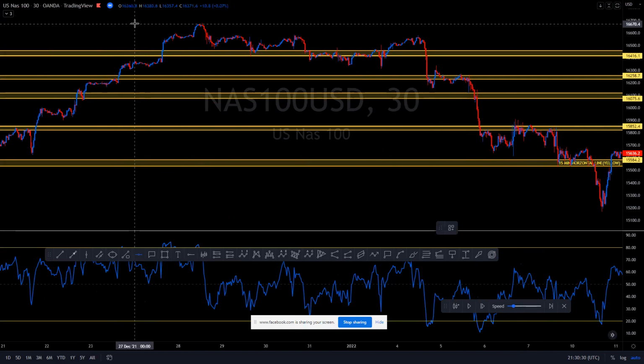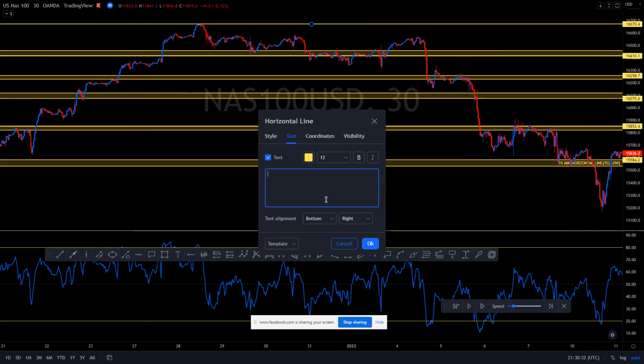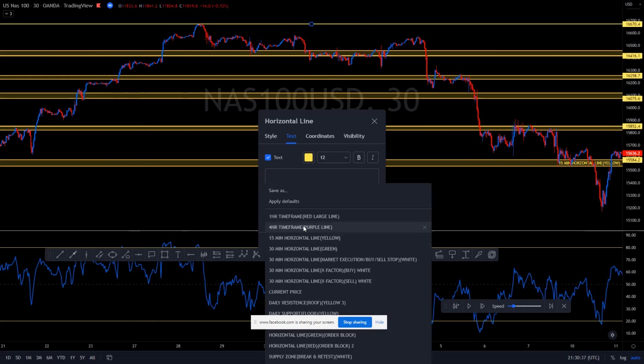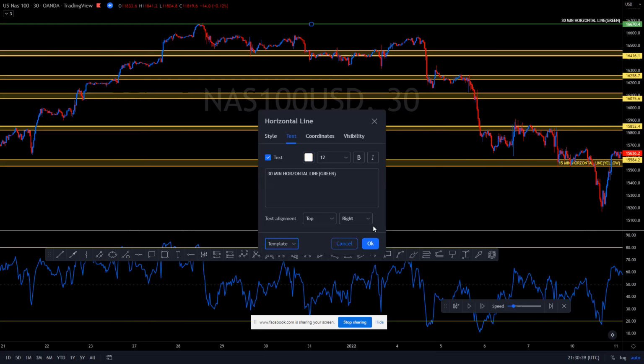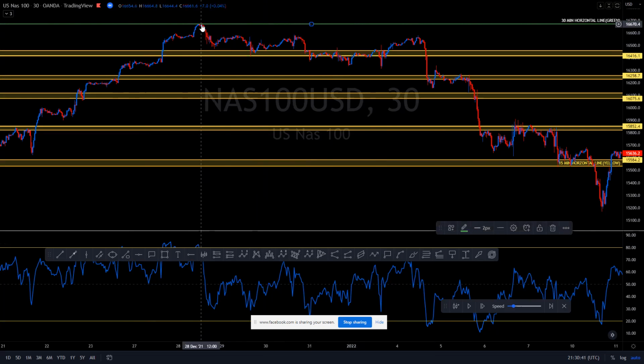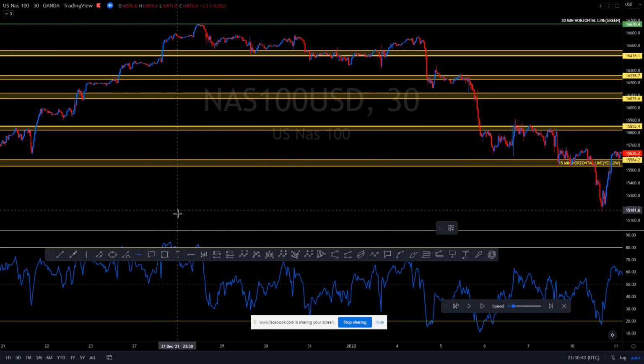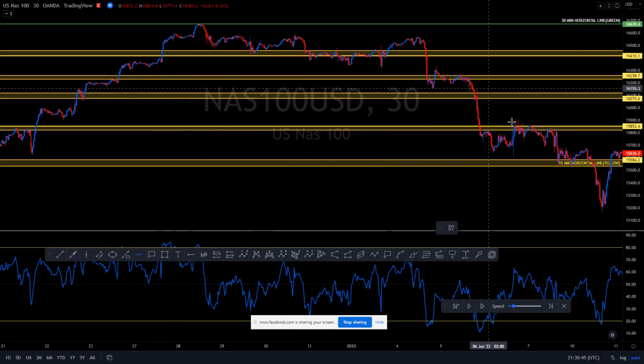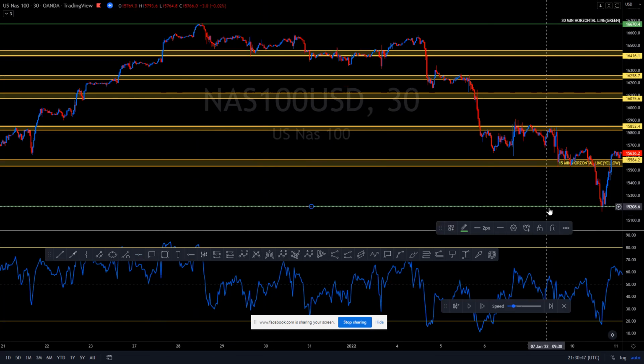So I take my horizontal line again. I'm going to change this to green, because the green horizontal line represents the 30-minute time frame for me. So I put that there. This is the highest, this is how high price went before starting to go to a downtrend here. And then this is the lowest point at this point.